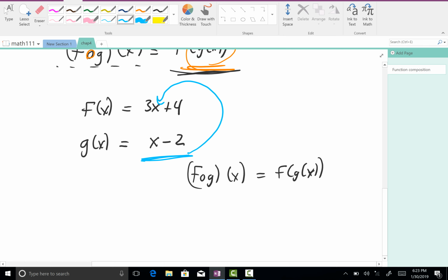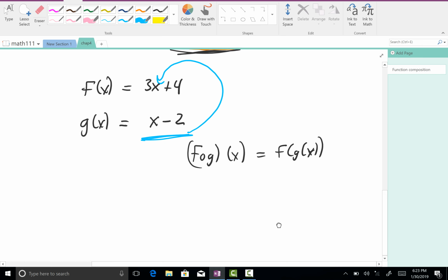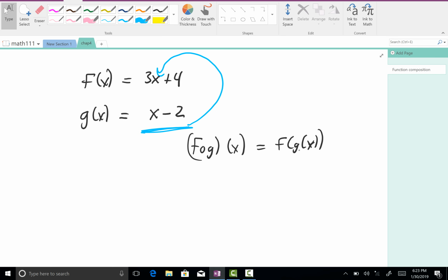You always start inside out and work your way out. Okay, start on the inside and work your way out. So what's that going to look like? Well, pretty simple. We're just going to take this g and put it where that x is, so it's going to look like this.